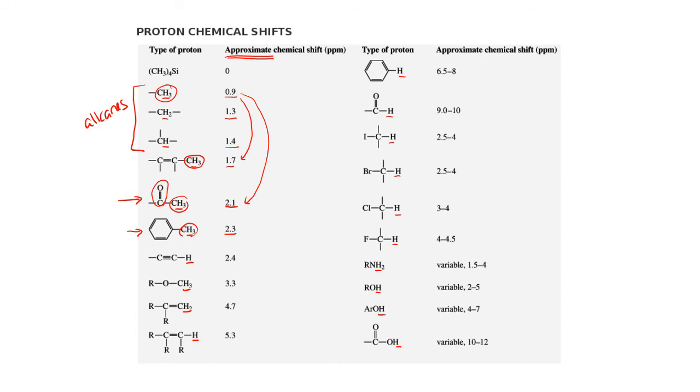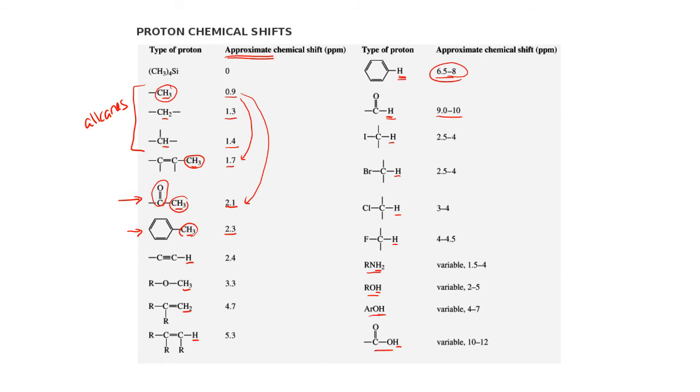Hydrogens that you want to make a note of are ones that have very high chemical shifts. For example, an H directly bound to a benzene ring appears at 6.5 to 8 ppm. These are really the only types of hydrogens that will appear in that region. If you have an aldehyde hydrogen, one that's connected to a carbonyl, that's going to appear at 9 to 10 ppm.